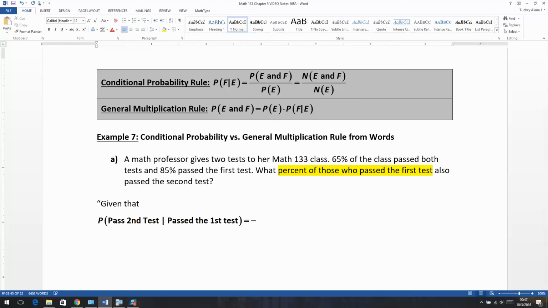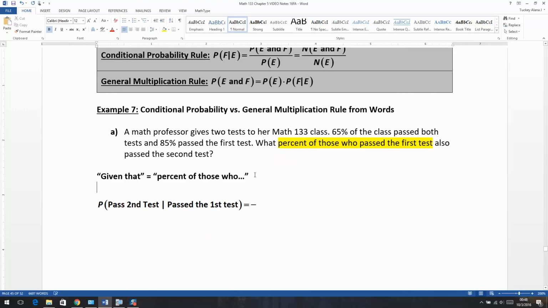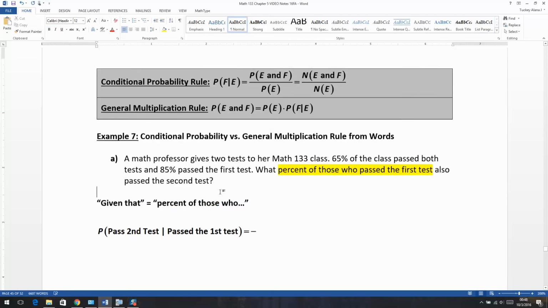Let me type that up, one sec. So we have to analyze that language and realize what they're talking about. They're saying, of those who passed the first test, that's given that they passed the first test, what's the chance they pass the second?